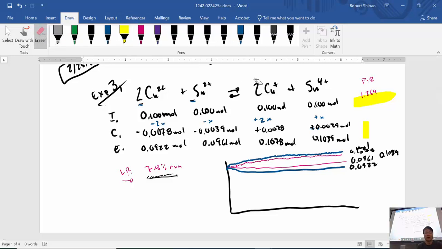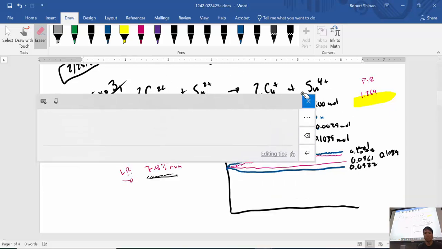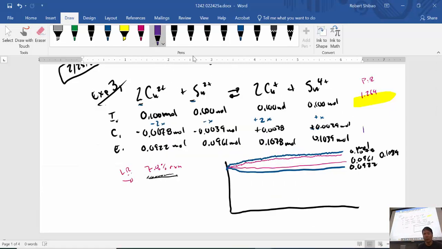You know what the ratio comes out to? Did someone calculate it? 1.47. Yeah. 1.4779. We're allowed 4 sig figs, so I'm going to carry this extra 9 like that. This comes from 0.1078 squared times 0.1039 divided by 0.0922 squared divided by 0.0961. And that gives me 1.4779.